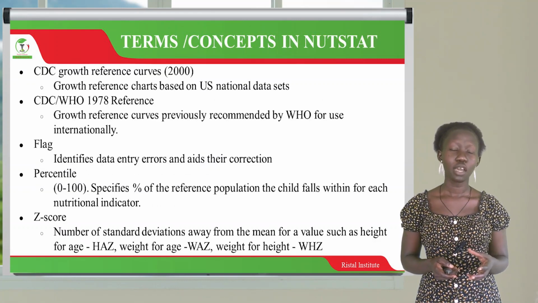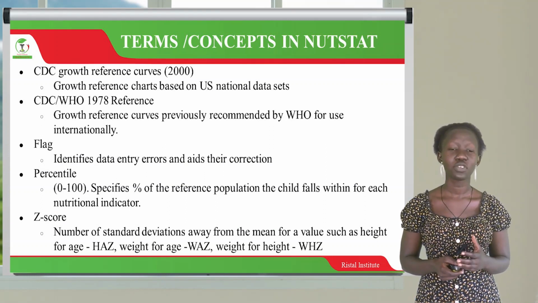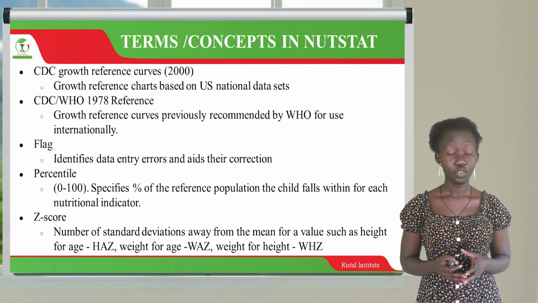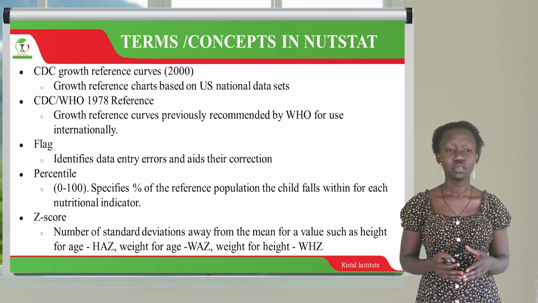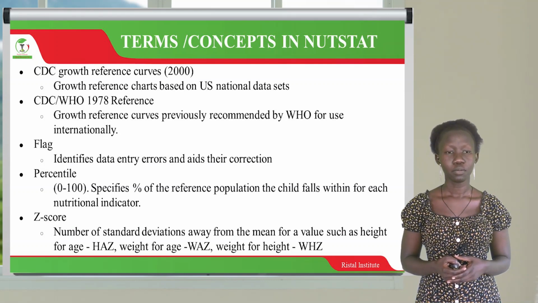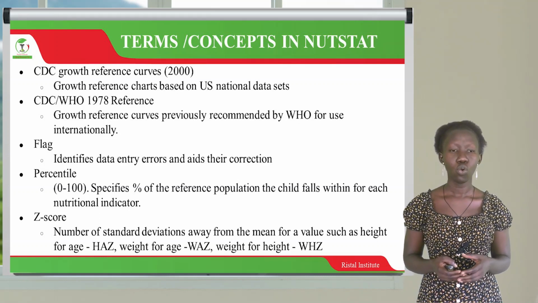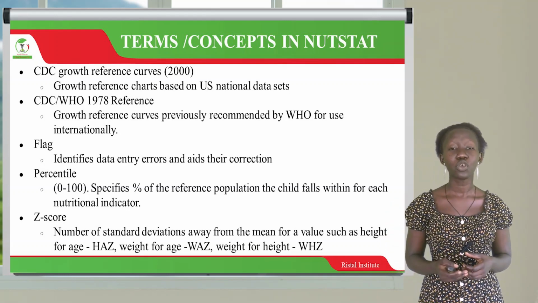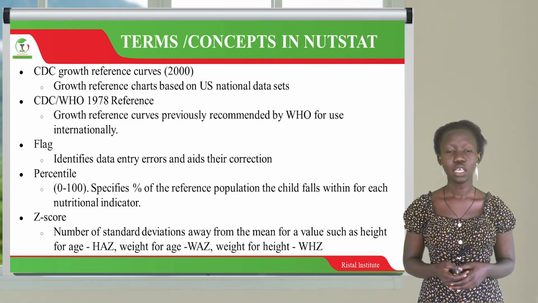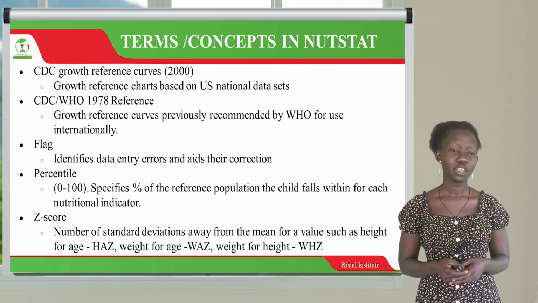So we have some common terms that are used in NUTSTAT. For example, CDC growth reference curves 2000. This growth reference chart was based on the US national data sets, and it was created in 2000 to ease the analysis of growth data for children and adolescents. And we also have the CDC WHO 1978 reference. This growth reference curve was previously recommended by WHO for use internationally before it was replaced by the CDC 2000 growth reference.